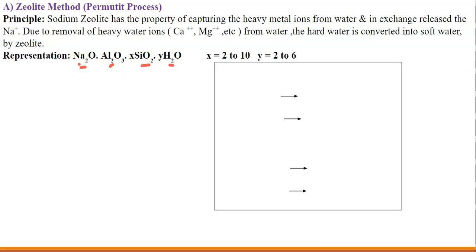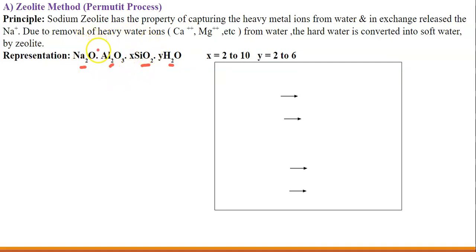They are also called molecular sieves. It has a honeycomb-like structure. That means the atoms will be present at the corners, while in the gaps, the holes present in it, sodium cations will be loosely held. So this is the representation of zeolite.